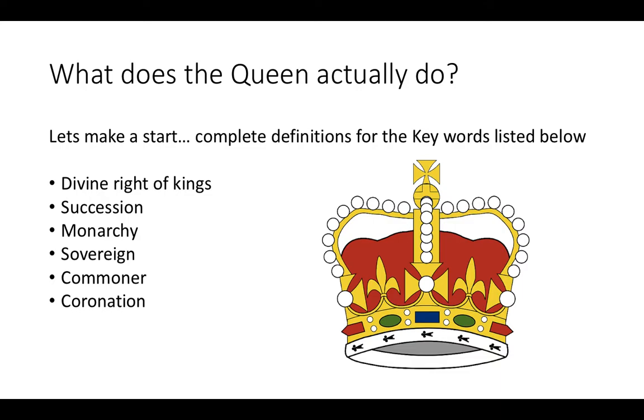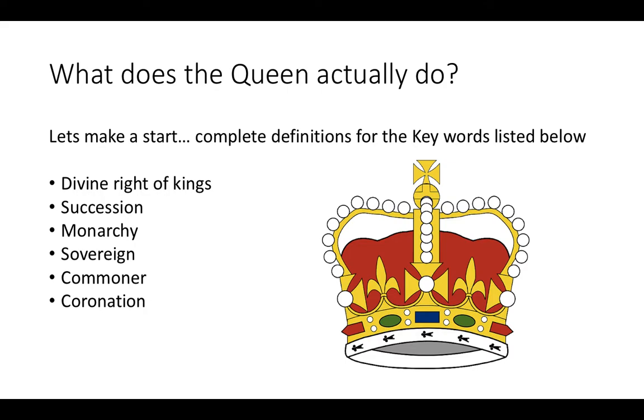So, what does the Queen actually do? Over the next couple of lessons, we are going to be looking at other British monarchs and comparing them to the Queen that we did last week, our current Queen. The reason why we're doing that is because we're looking at the power of the kings and queens over our history, and how the Queen has come to the state that she's in now. Why does she have the power that she has now? How does that compare to previous kings and queens that have come?